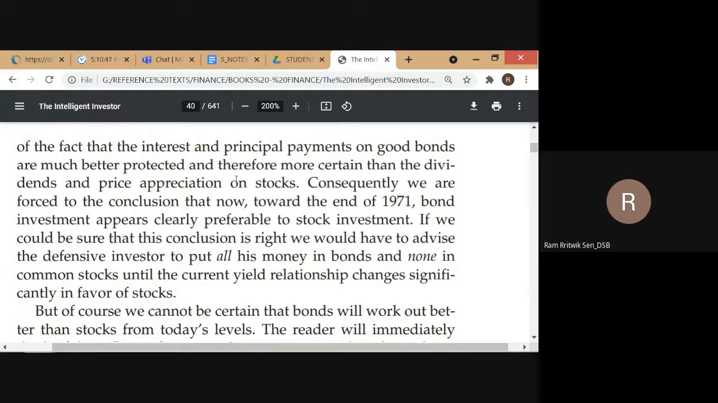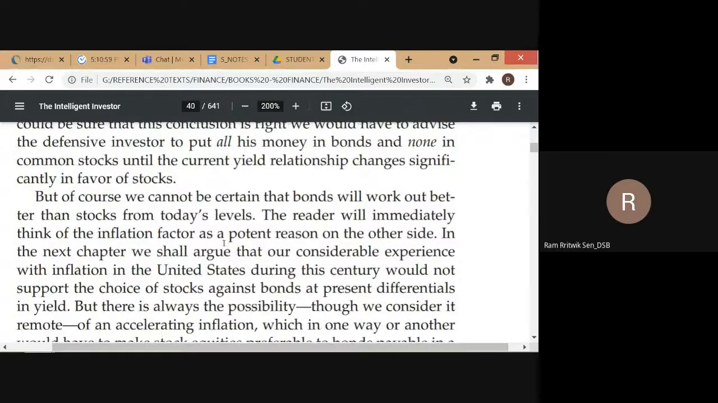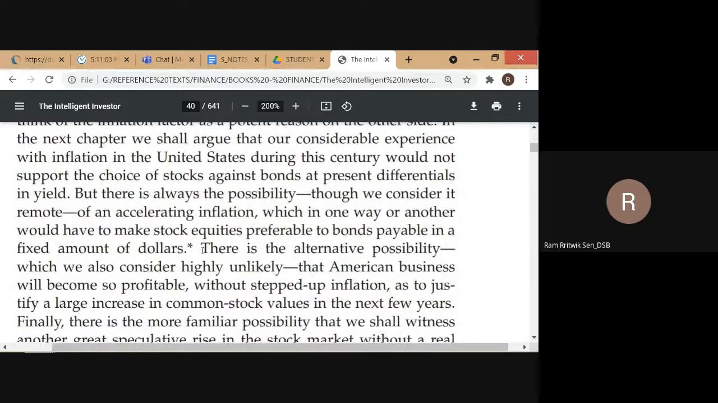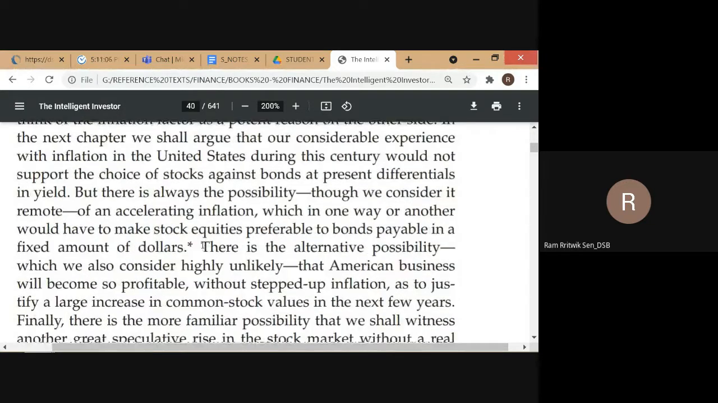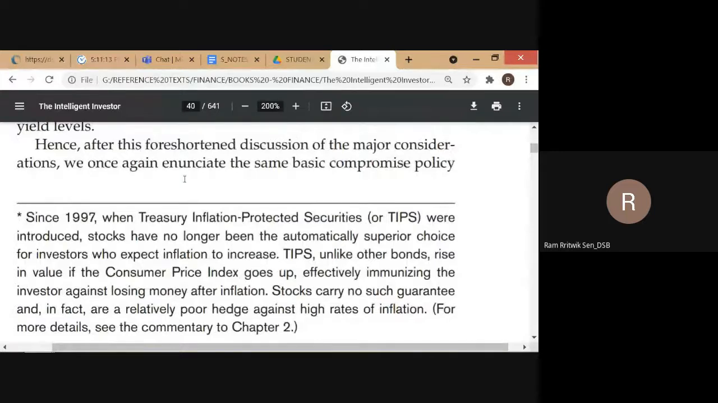Interest, obviously, this is better. The bonds are more secure because they get paid first. Then he's talking about various aspects of asset allocation, all kinds of possibilities, etc. There's nothing much to talk about here. You should be aware of this.